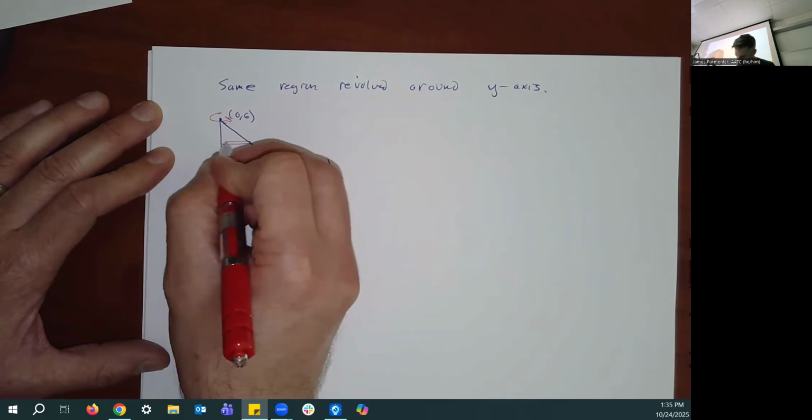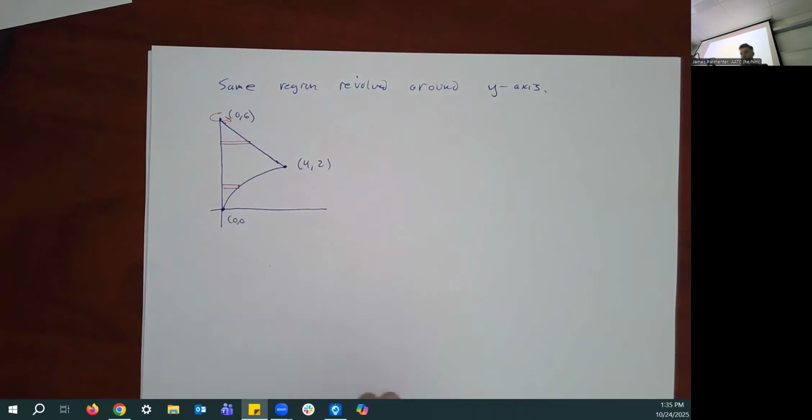Here's the good news. When we rotate those strips around, we're just going to get disks, right? We don't get washers where we're missing an inner circle because our region is flush with our axis of rotation. So that's kind of good.